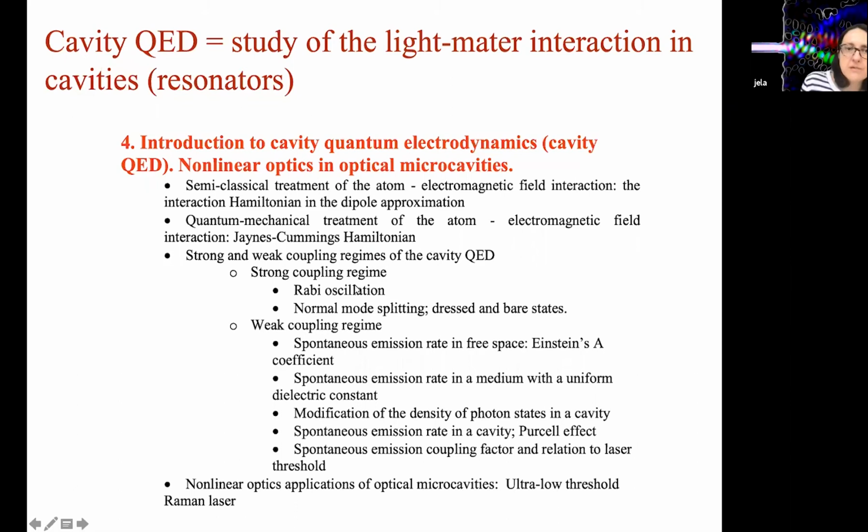Then we will study strong and weak coupling regimes of cavity quantum electrodynamics. We'll start today with the strong coupling regime where you observe Rabi oscillation, normal mode splitting, and dressed states. Then we'll talk about the weak coupling regime when losses dominate over this coherent interaction. There we'll talk about the Purcell factor, spontaneous emission rate enhancement in the cavity, how that affects lasers and quantum devices, and finish with a discussion of nonlinear optics.